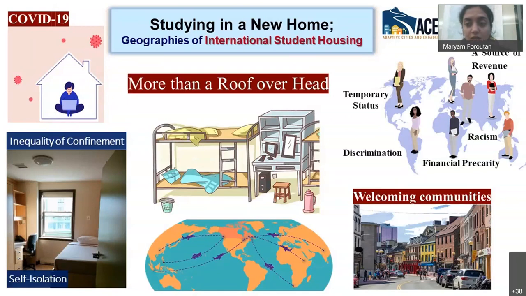But the downsides of COVID-19 on international students have highlighted their experiences of vulnerability, and they face more challenges than usual. Imagine a student with a precarious financial situation who is confined in a single bedroom or in an overcrowded home. I argue international students' housing experiences in COVID-19 also reflect the inequality of confinement and inequality of educational opportunities. Lastly, the long-term implication of COVID on international students is still unknown.